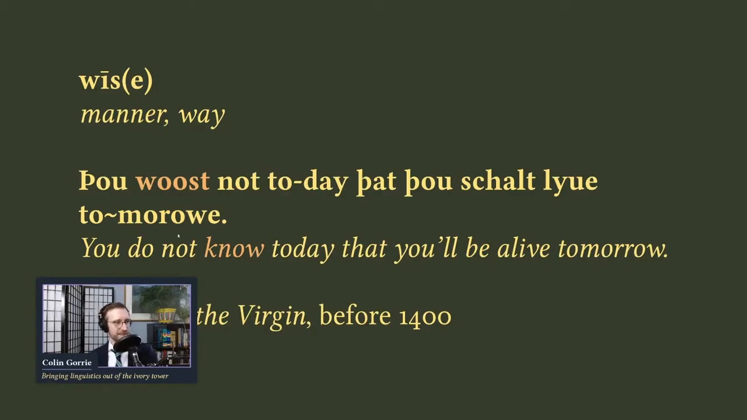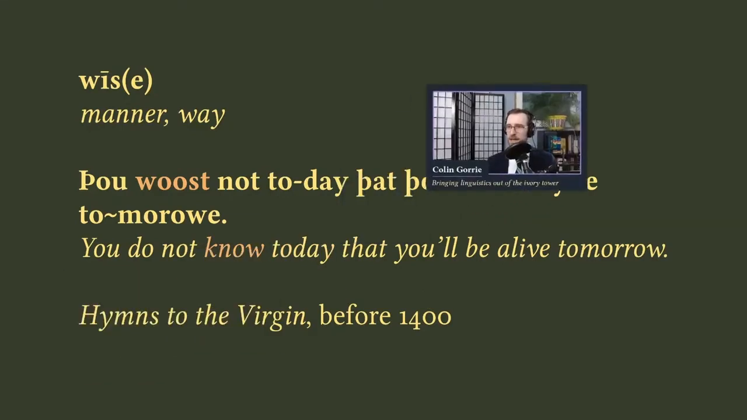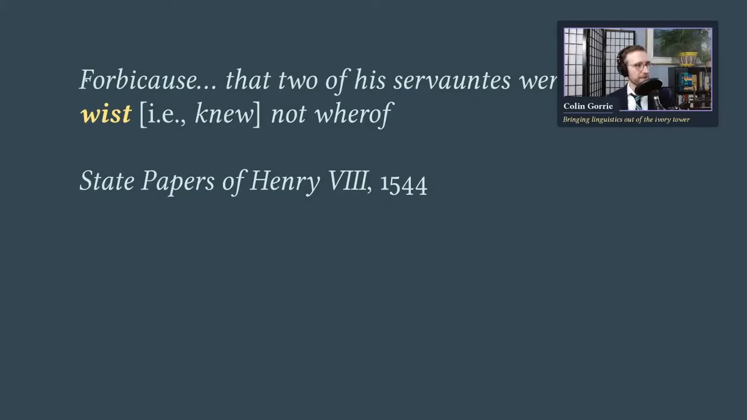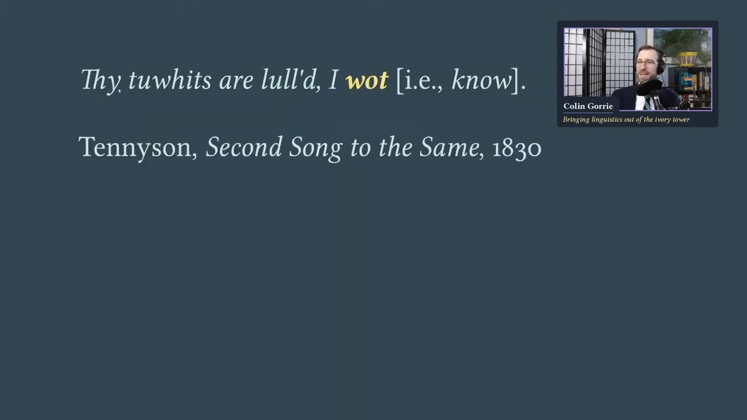So wost here, you do not know. And we see this is a very interesting word because it's inflected in a way that's not super regular in modern English. And let's take a look at an example. So here we go. For because that two of his servants were sick, he wist not whereof. Wist here meaning knew. And as always, I am in the wrong spot. Thy twits are lulled, I wot, I know. And so this is a special kind of verb in Old English called a preterite present verb.